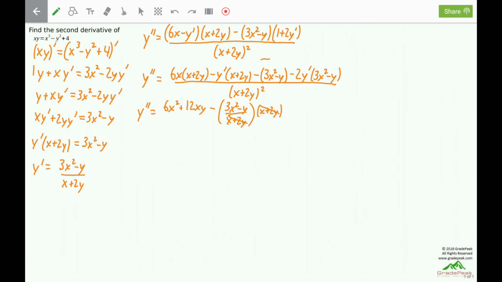I'm now going to distribute the minus sign through here. So that will be a minus 3x squared and plus y. And then I have a minus 2, and I have a y prime that will be replaced, giving us a 3x squared minus y over x plus 2y, and all of this times the 3x squared minus y.